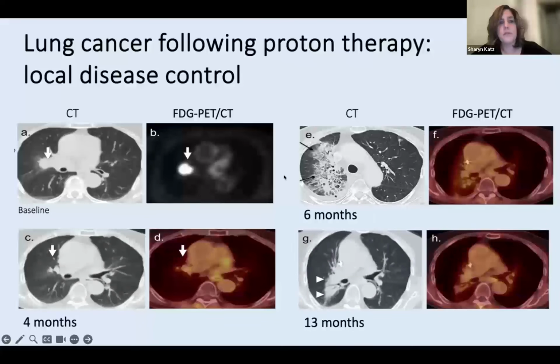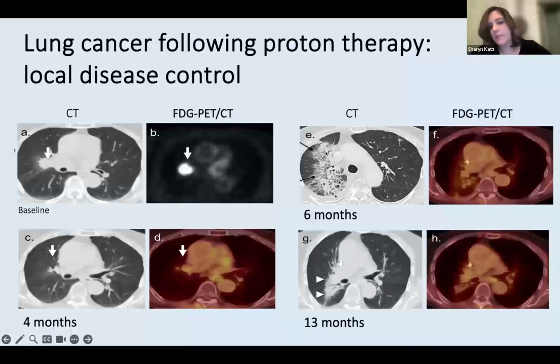So we've got a lung cancer on the far right, a perihilar mass, intensely FDG avid, 4 months after radiation of proton therapy. You still see some soft tissue, but it's completely non-avid on PET. So this is that residual treated soft tissue at the site of the lesion. Really large masses tend to leave more soft tissue in the treatment zone, which can be confounding at times. This is 6 months and 13 months out.